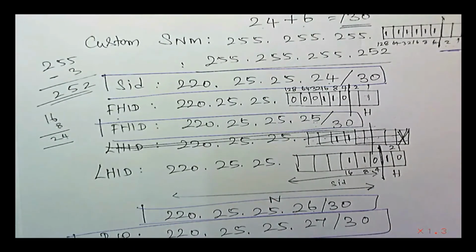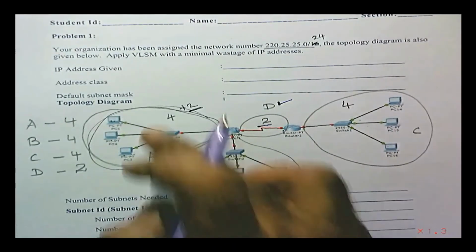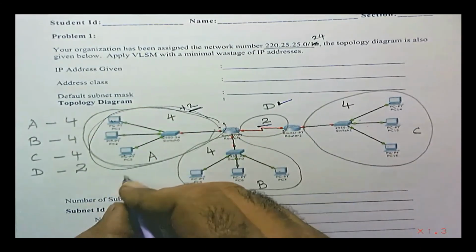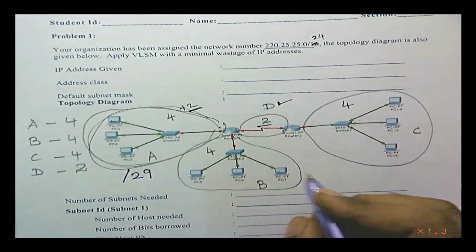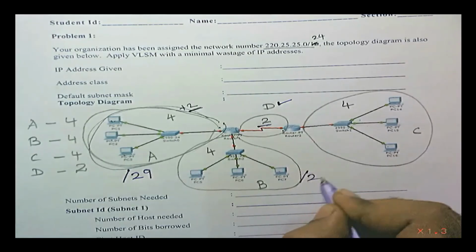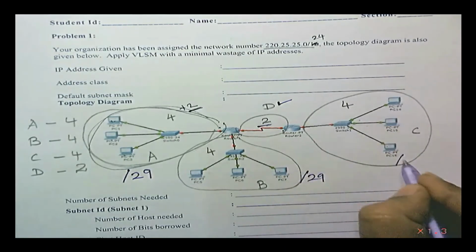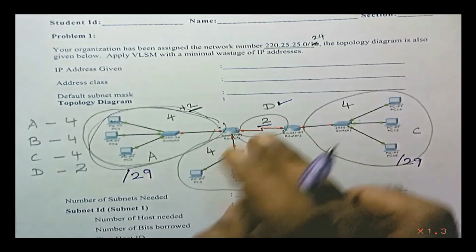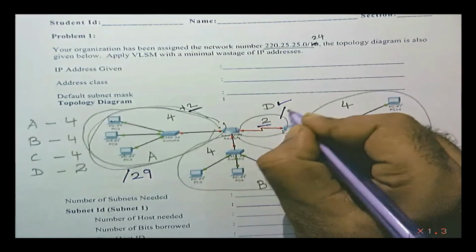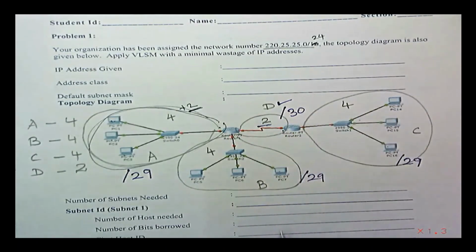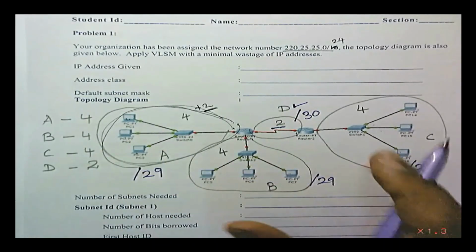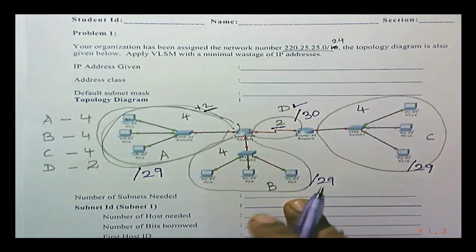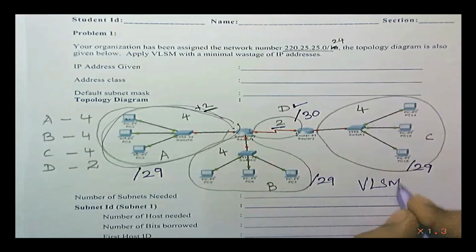Now if you see the topology diagram, for subnet A we have the subnet mask /29, for subnet B also we have /29, and for this subnet we have /29 as the subnet mask. But for subnet D, you are going to have /30. So this concept is called VLSM, variable length subnet mask. We are using 2 different types of subnet masks here.